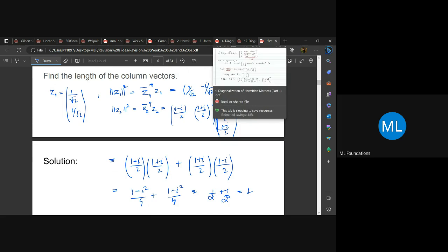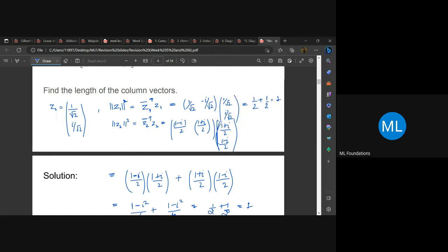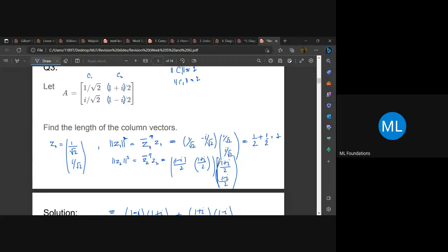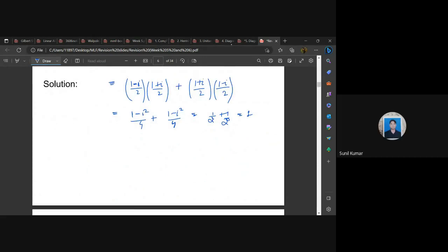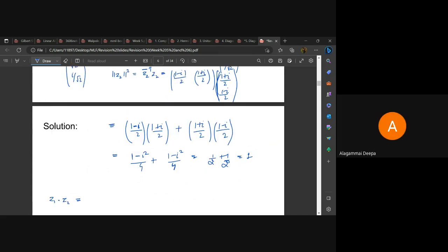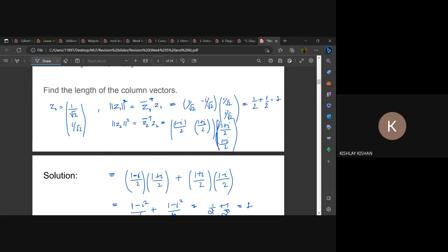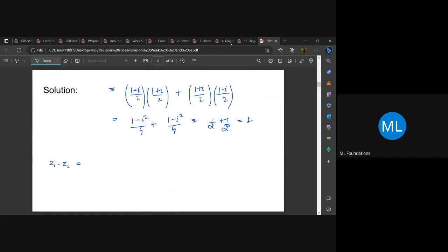Now again, if you have to check whether these vectors are orthogonal, then what do you do? A dot B should be 0, right? So again you can check element-wise multiplication. But before that, we have to do the conjugate. Yes. X transpose, X bar transpose Y is equal to 0. Z1 conjugate transpose Z2 is 0. It will come out to be 0. Just check. So do the same thing. It will come out to be 0. So they are orthogonal also.